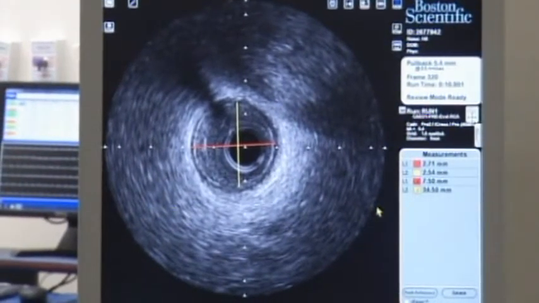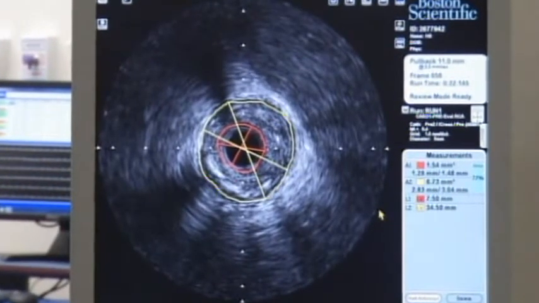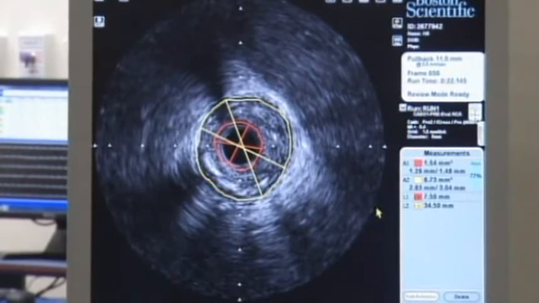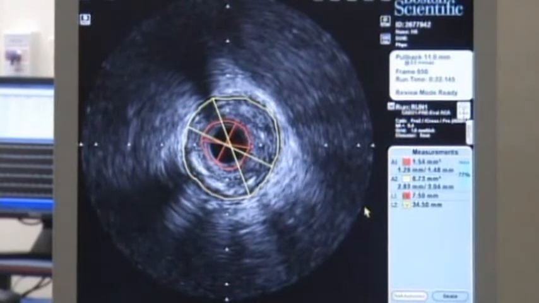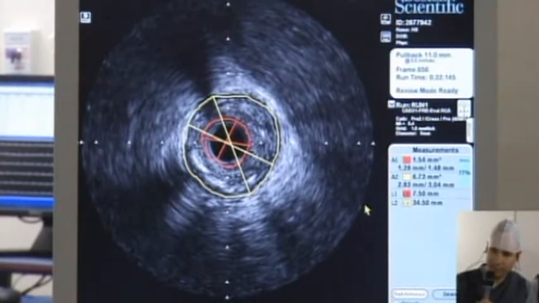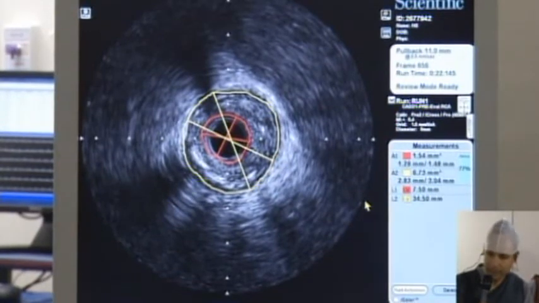And I'm just going to show some steady images here. So this is the distal reference, about 2.5 to 2.7. We had 3 spots where we saw the most significant lesion, 3 different spots. Here's the area 1.54, where you see very fatty tissue, maybe more fibrotic at this spot here, with a 77% plaque burden.